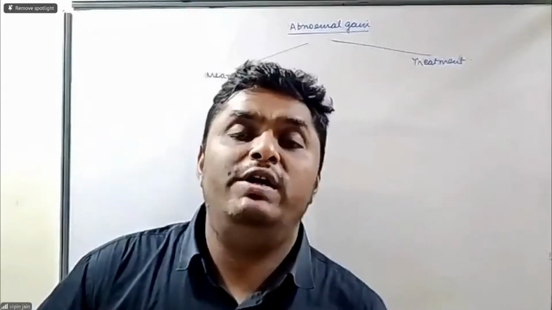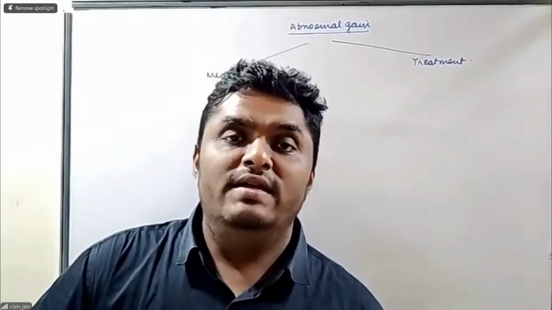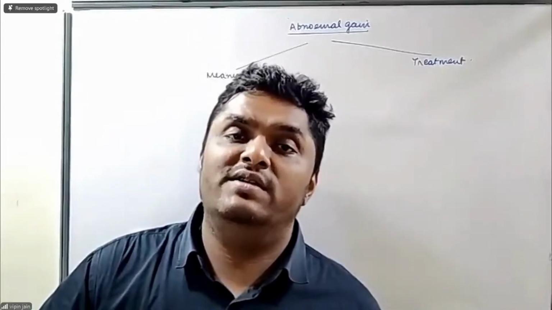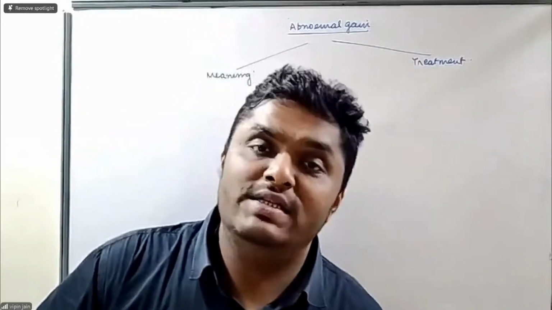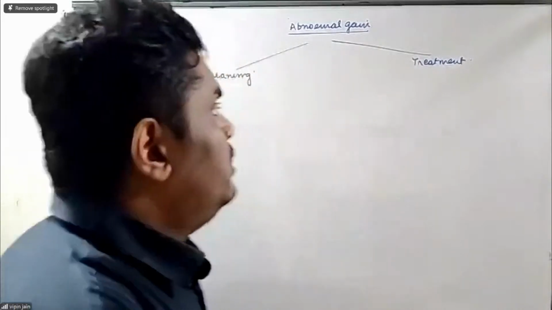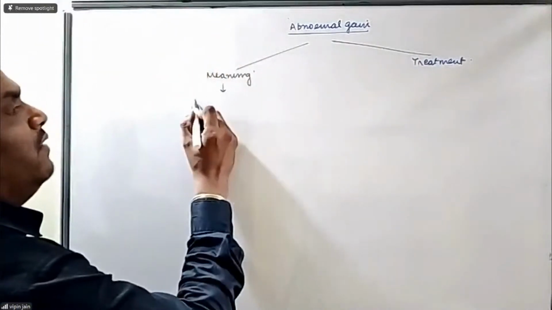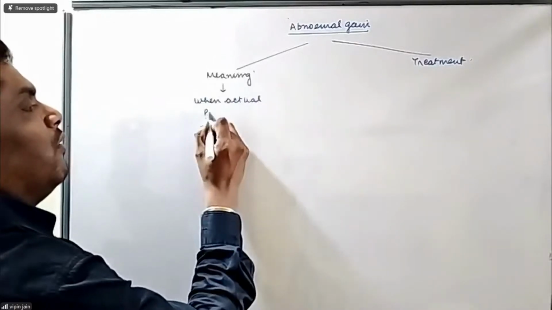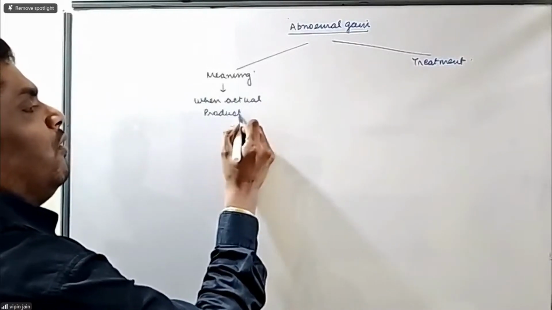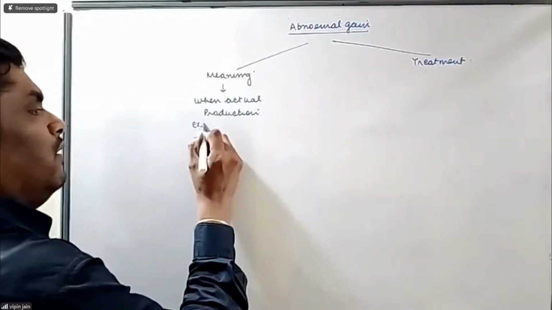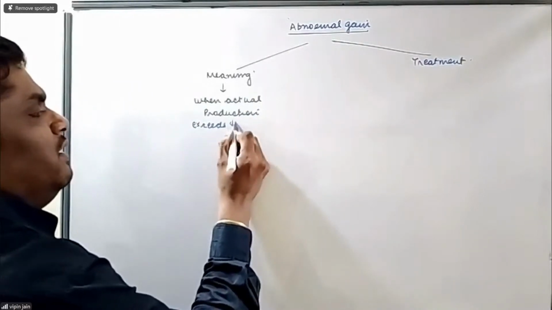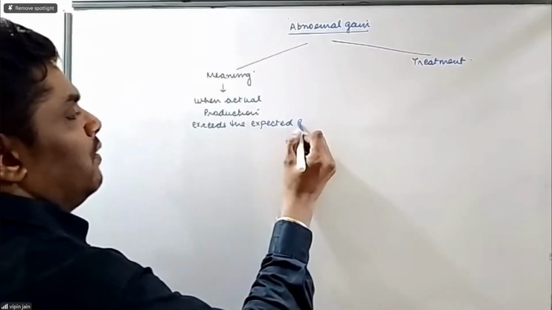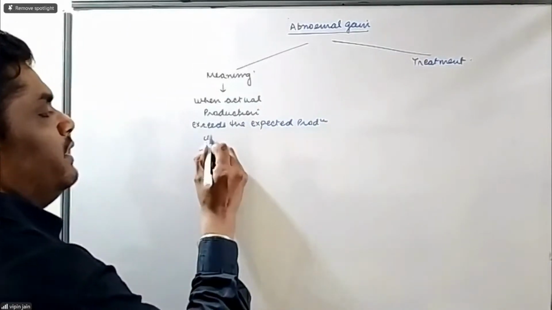Now, when talking about abnormal gain, when the actual production exceeds the expected production, this is what we call abnormal gain. So what is abnormal gain? When actual production exceeds the expected production, it is abnormal gain.